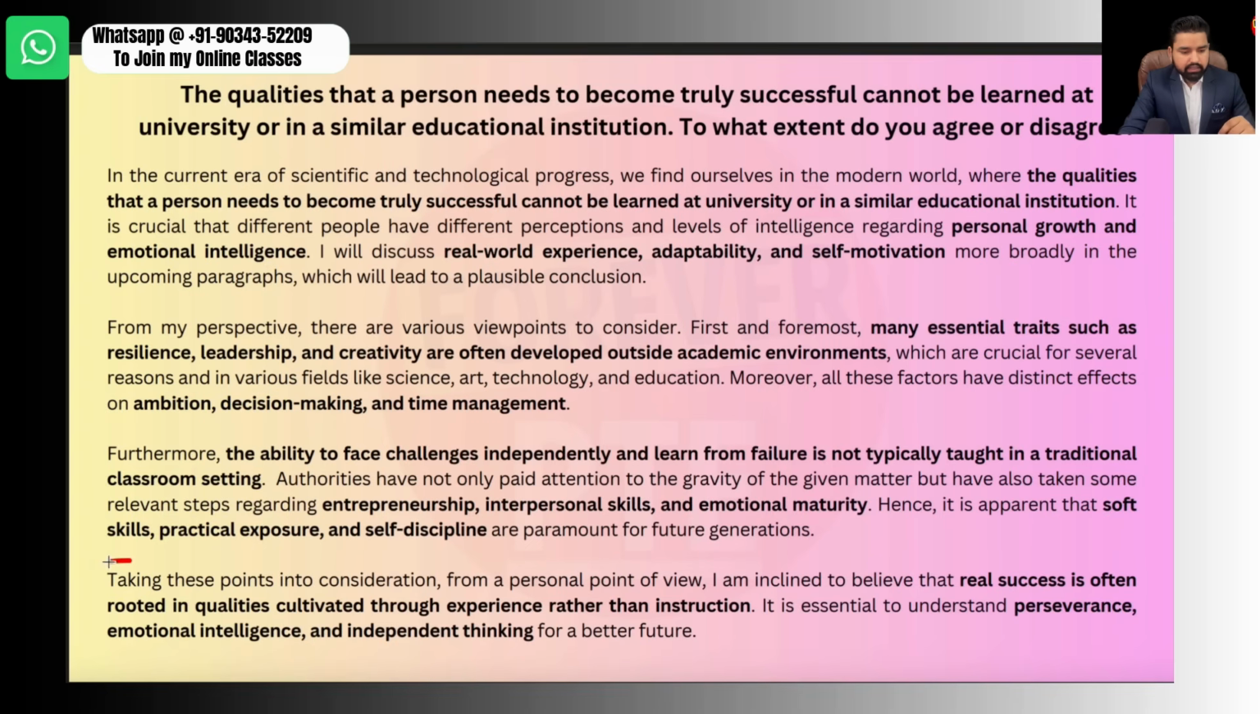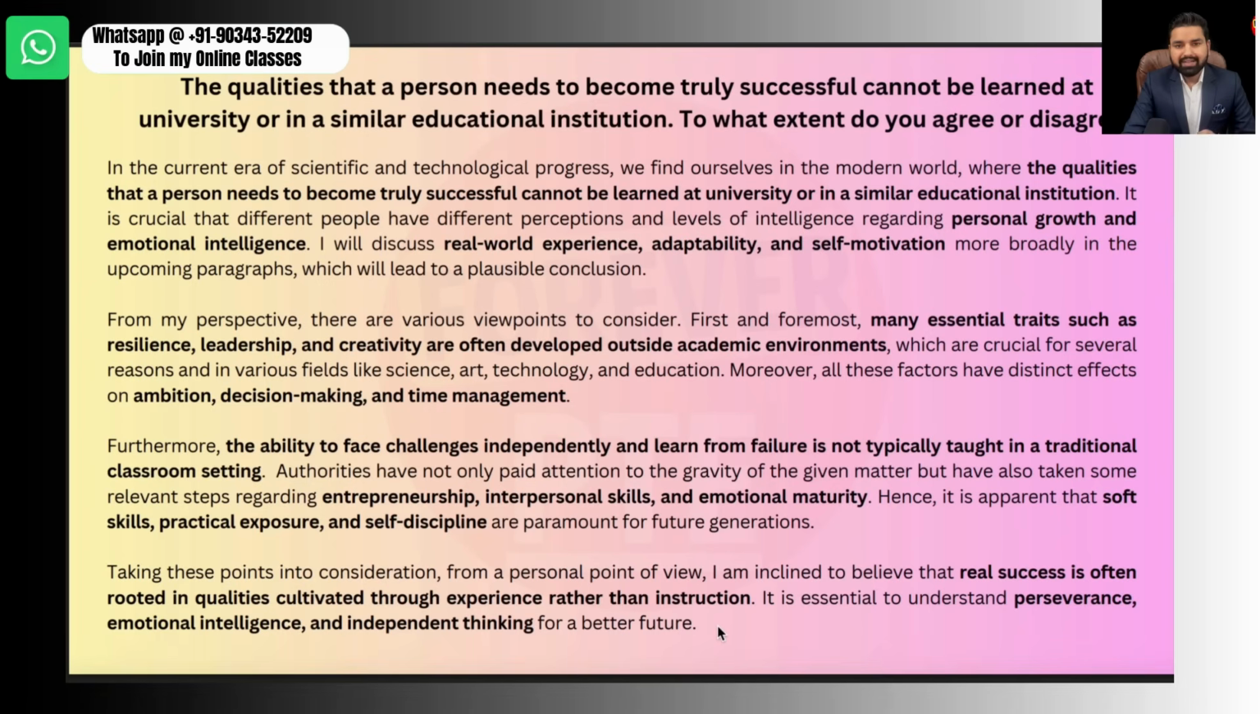And then in the last paragraph, again, we wrote one line: real success is often rooted in qualities cultivated through experience rather than instruction. And then some keywords like perseverance, emotional intelligence, and independent thinking. So this is how you are supposed to write the entire essay. Your essay must contain topic related keywords, otherwise the entire structure can fail.